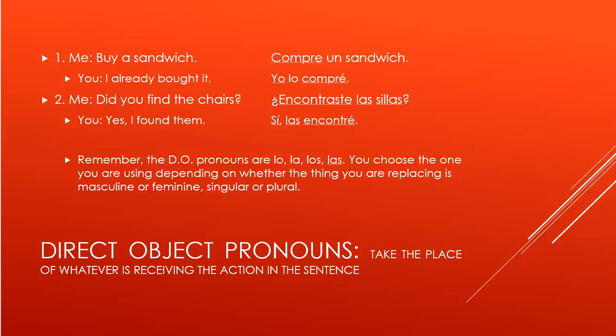Second conversation, I say, did you find the chairs? ¿Encontraste las sillas? And then you say, yes, I found them. Because you don't want to say, yes, I found the chairs. You want to make it shorter, so you want to say, sí, las encontré. Remember, the direct object pronouns are lo, la, los, and las. You choose the one you're using depending on whether the thing you're replacing is masculine or feminine, singular or plural. So for example, un sándwich is masculine singular, so I went with lo. Las sillas, feminine plural, so I went with las in the second sentence.